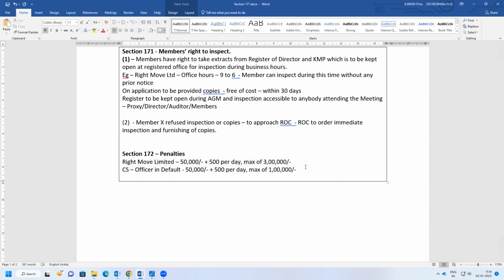For contravention of sections 149 to 170, where no specific penalty is provided under the section.